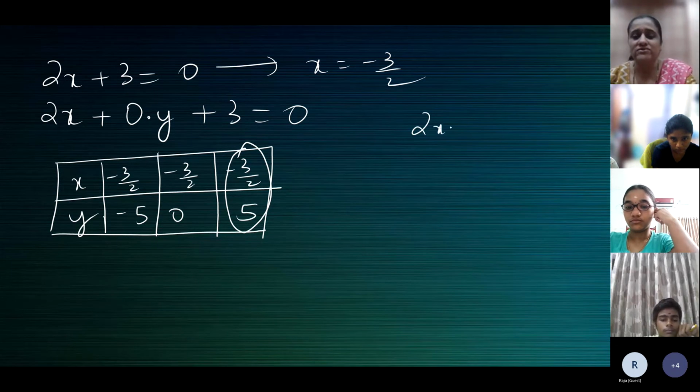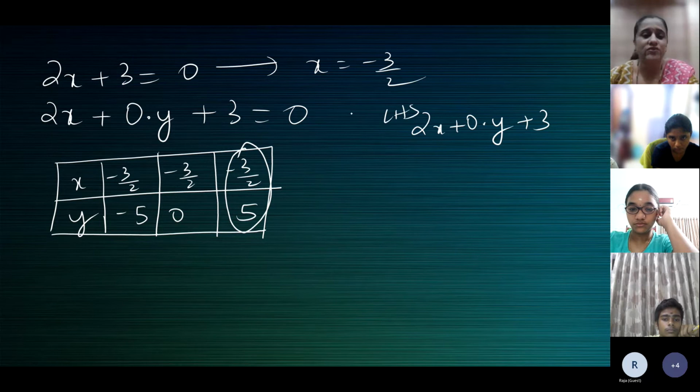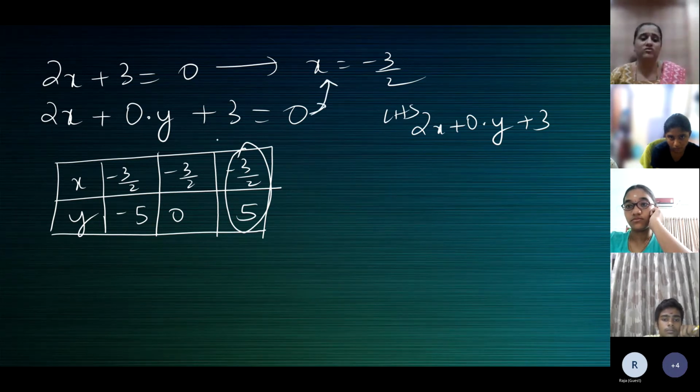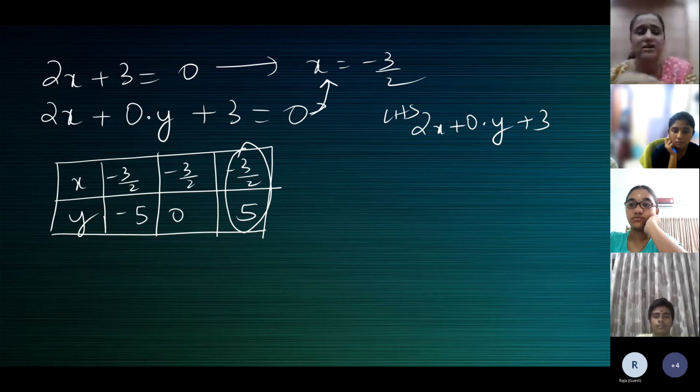So 2x plus 0y plus 3 is the left hand side. If you solve this one also, you will get the same thing. 0y is nothing but 0. So 2x is equal to minus 3, x is equal to minus 3 by 2. You will get the same thing.